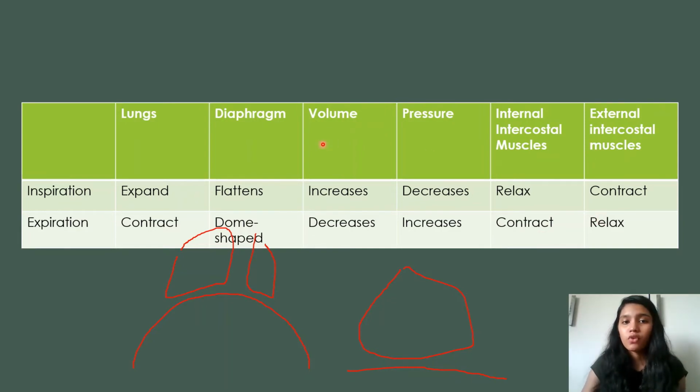And pressure and volume are most important for MCQs, where they ask you when pressure increases and when volume increases. Just remember they're inversely related, and inspiration causes an increase in volume. Then you'll remember everything else. This is also important for your structure.